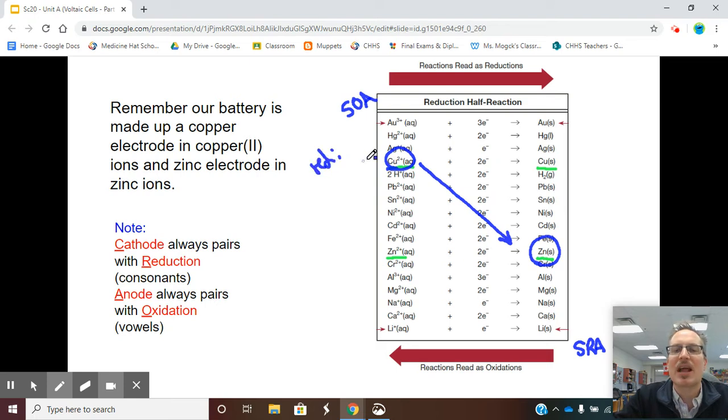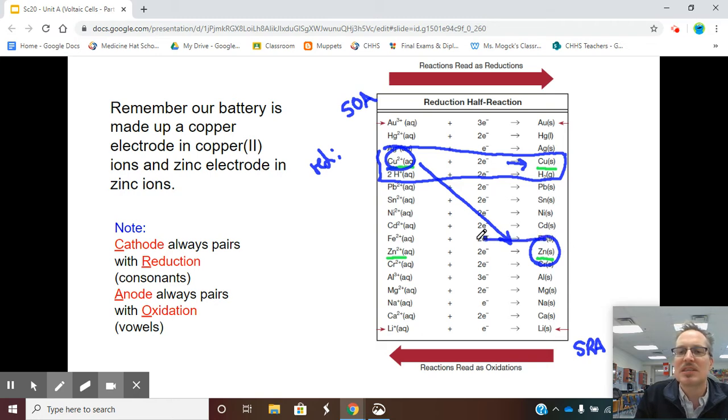So when I look at this reaction, my SOA, remember SOA goes with reduction. My reduction half reaction, I'm going to copy this whole half reaction from left to right: Cu2+ plus 2 electrons goes to Cu solid. My zinc reaction, again, we're starting down here. This is my strongest reducing agent. So I'm going to use this reaction right here, but this time I'm going to copy it from right to left. So I have Zn going to Zn2+ plus 2 electrons.